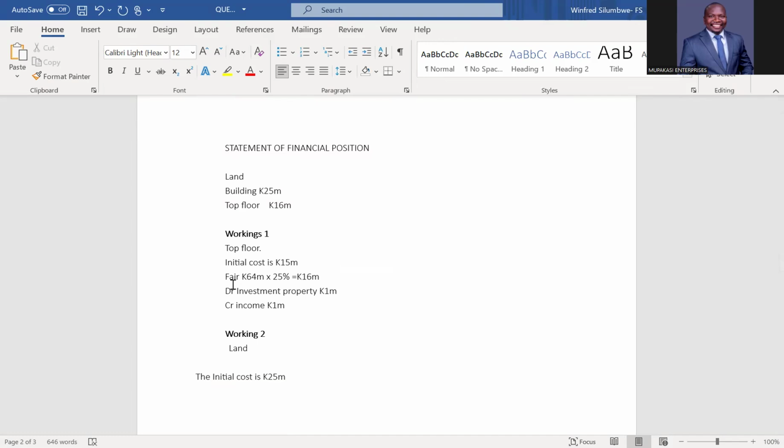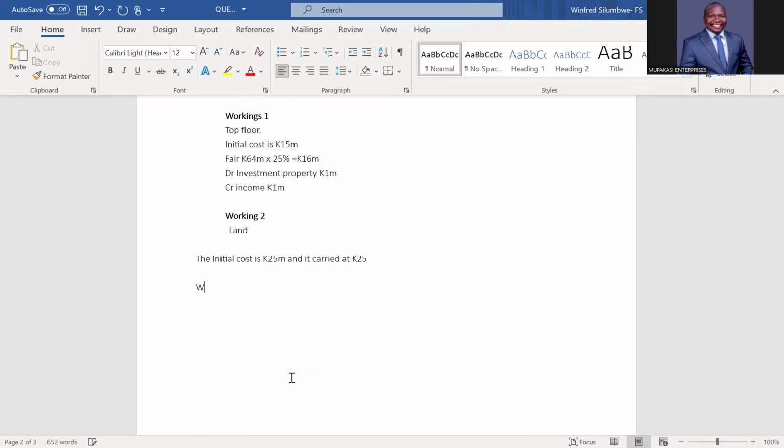Sorry, on top, 25 million. Let's go to the building. And it will be carried at 25 million because land is not depreciated. Working number 3, which is what? Which is building.